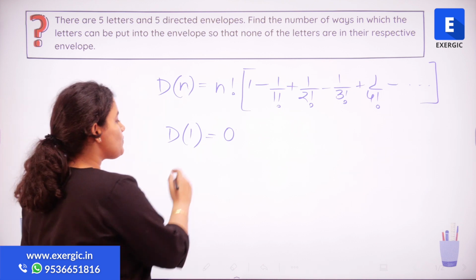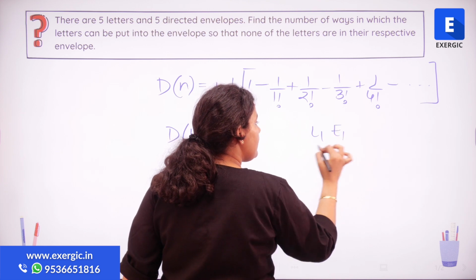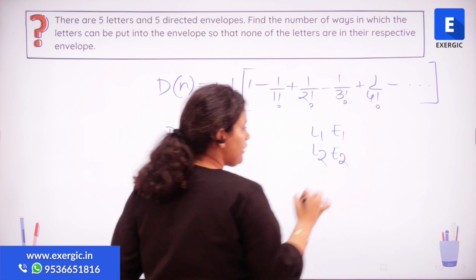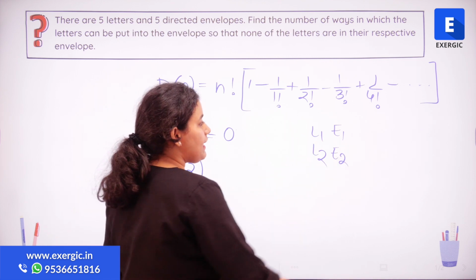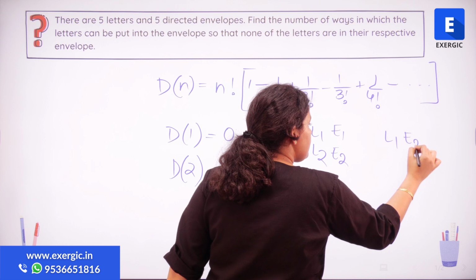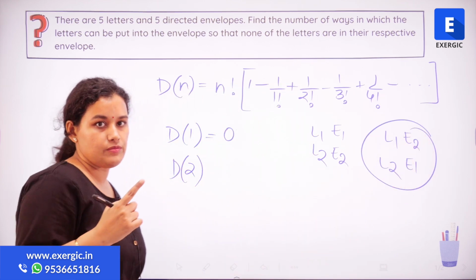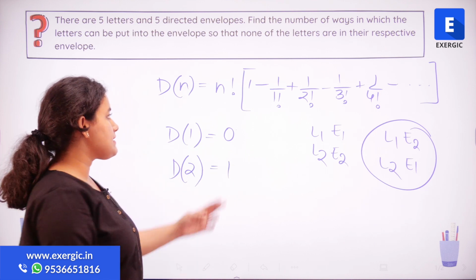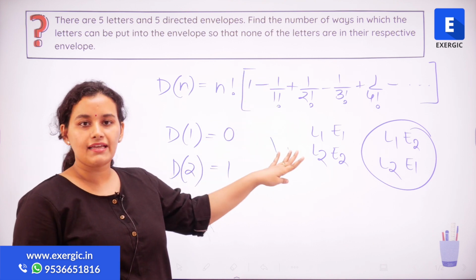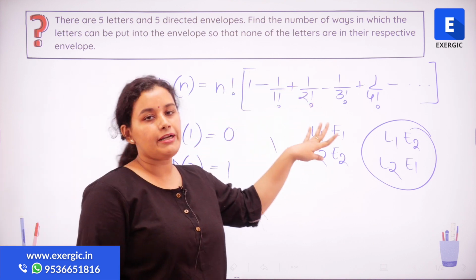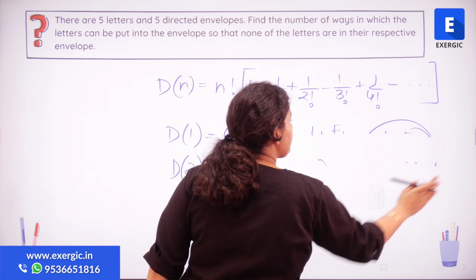Let's see what happens when there are two letters with us. Suppose I have L1, E1 and L2 and E2, right? So L1 cannot go to E1. So the only option it has is to go to E2. Similarly, L2 can only go to E1. So there is only one possibility, right? Again, if you put n is equal to 2, then this will be 2 factorial. The 1 minus 1 gets cancelled. 2 factorial multiplied with 1 upon 2 factorial will give a 1.